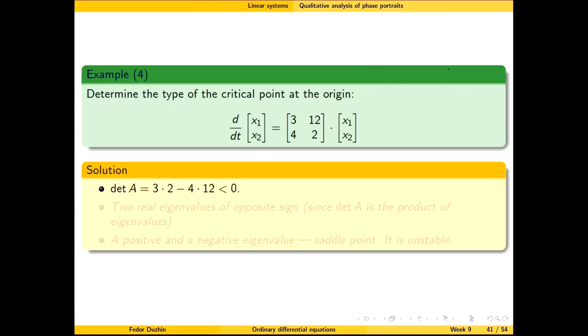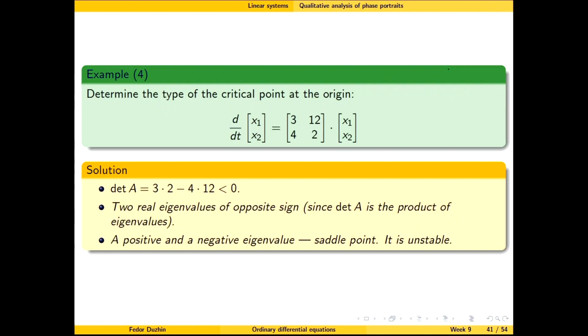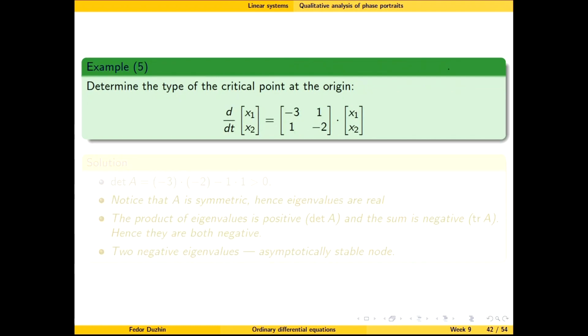Okay, so here is the first example. Notice that the determinant of the matrix is negative, and if the determinant is negative, it means that we have two real eigenvalues of opposite sign, right? So therefore, one positive, one negative eigenvalue. So this is a saddle point, and it is unstable. So we don't have to plot it to deduce that the origin is a saddle point and it is unstable.